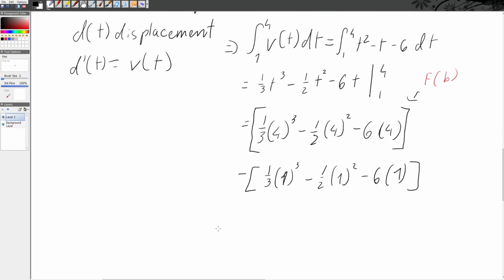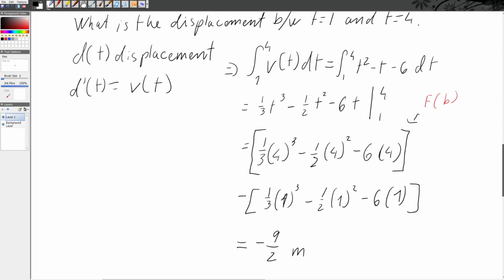And then from here you can just put everything into your calculator. And the solution would be -9/2. And meters, of course. So that's 5.4. Again, please look in your book for the list of common antiderivatives. That is going to be particularly helpful in this section.